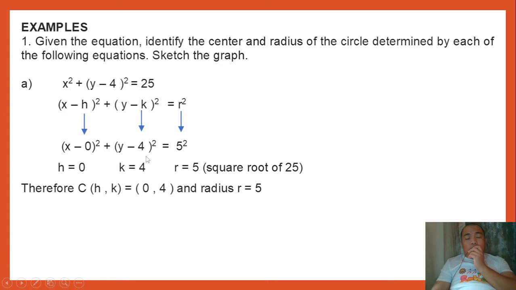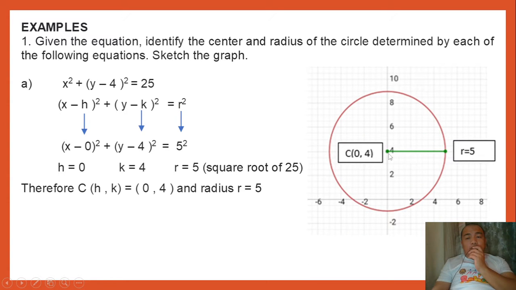Okay? And then yan, opposite sign. When we have y minus 4, that means k is positive 4. When this is y plus 4, that means k is negative 4. So therefore, the center is at 0, 4, and radius is 5. Okay? So, easy lang. Ito na yung graph niya.